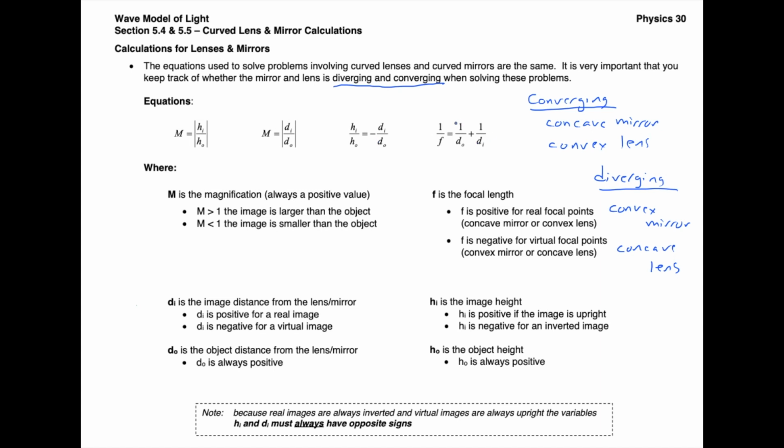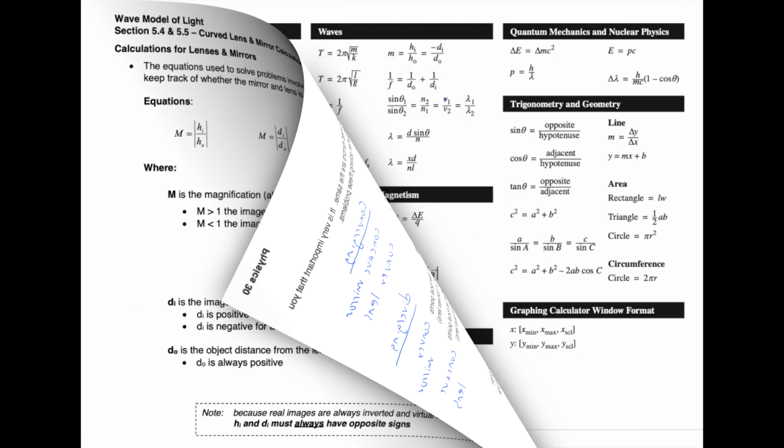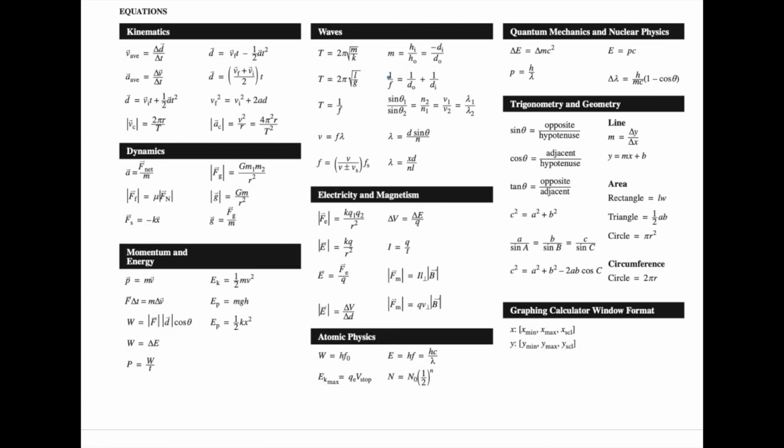And then the last one, we have 1 over f equals 1 over dO plus 1 over dI. Looking on our formula sheet, we see that last one, 1 over f equals 1 over dO plus 1 over dI, is exactly the same on this formula sheet, so that's not a big deal. This one here, though, they've grouped all these ones together. If I just look at this one, hI over hO equals negative dI over dO, that one works out fine as well.